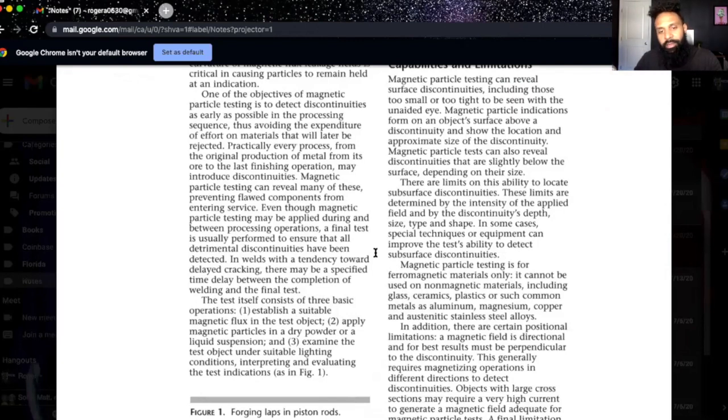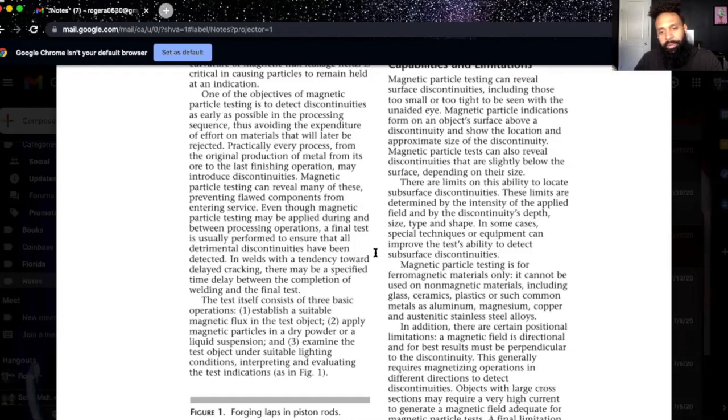Magnetic particle testing is for ferromagnetic materials only. It cannot be used on non-magnetic materials, including glass, ceramics, plastics, or such common metals as aluminum, magnesium, copper, and austenitic stainless steel alloys. In addition, there are certain positional limitations.